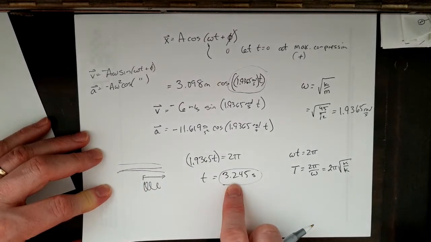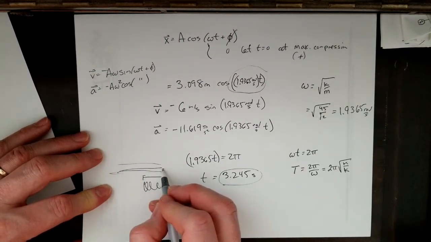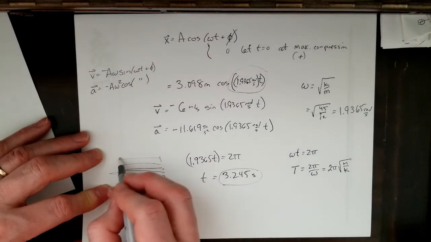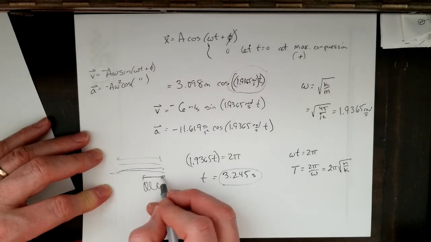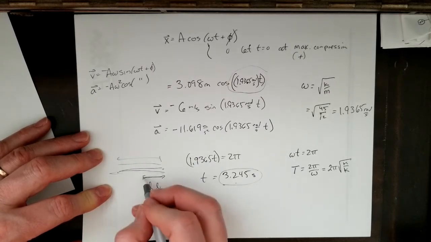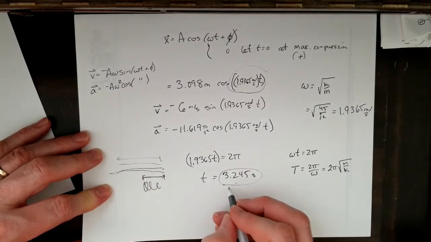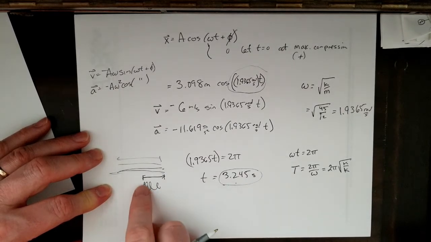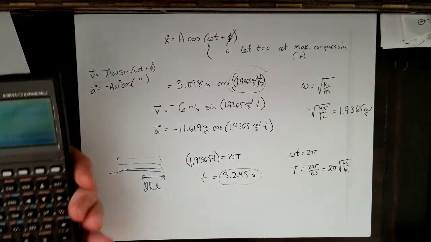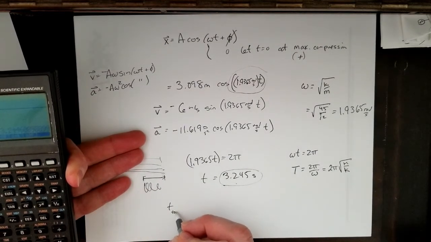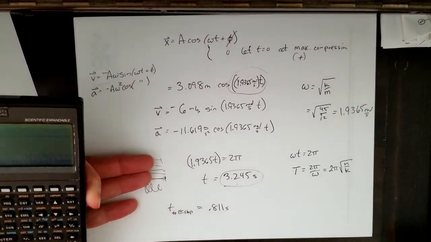I know 3.245 seconds is how much time it takes to go all the way there and back. Therefore, the time it takes to go half that distance is going to be half that time, and the time it takes to go a quarter of that distance will be a quarter of that time. A quarter of that is going from either middle to extreme or extreme to middle. So the time it takes to stop when it first hits is going to be a quarter of that. So the time to first stop becomes 0.811 seconds.